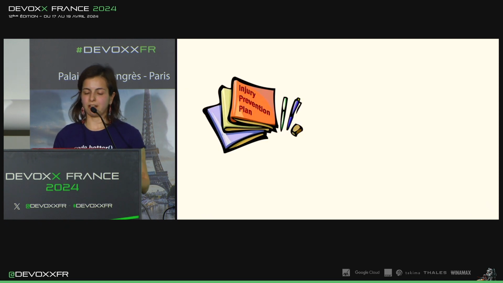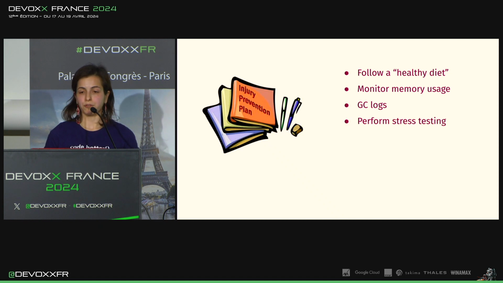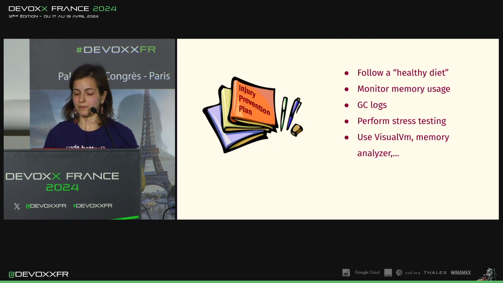So, how to prevent memory leaks in general? First of all, follow a healthy diet, as I, for example, proposed in this talk, and you can read a lot of books, articles, and there are a lot of people talking about this. These guidelines are there for a reason, and there is a reason why you should not use statics, thread locals, and be careful, and so on. Then monitor memory usage from time to time. Look at GC logs, perform stress testing. This is important especially for web applications to see how they behave under a huge load.